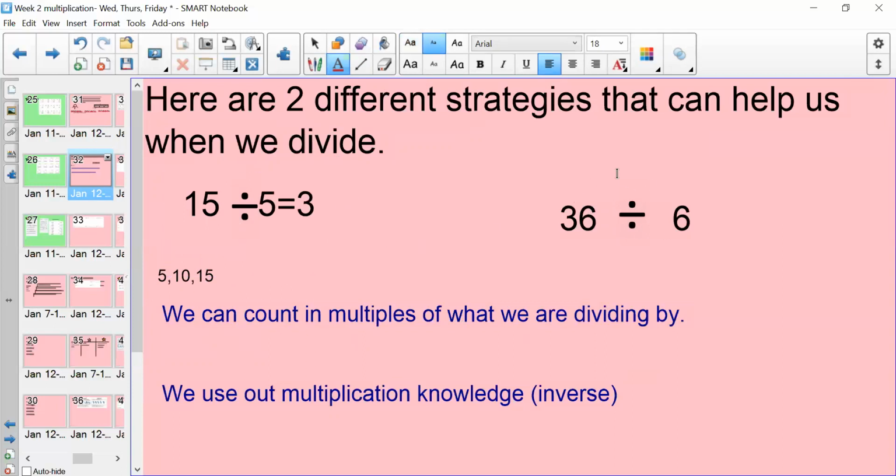And then the same with this one, if you don't know what 36 divided by 6 is, the one strategy you can use is to count in multiples of that number you're dividing by until you reach the other number, 36. And this is where it's really important to know your times tables so you can count in multiples. So we've got 6, 12, 18, 24, 30, 36. So then we check how many times you've counted. 1, 2, 3, 4, 5, 6 times. So the answer is 6.